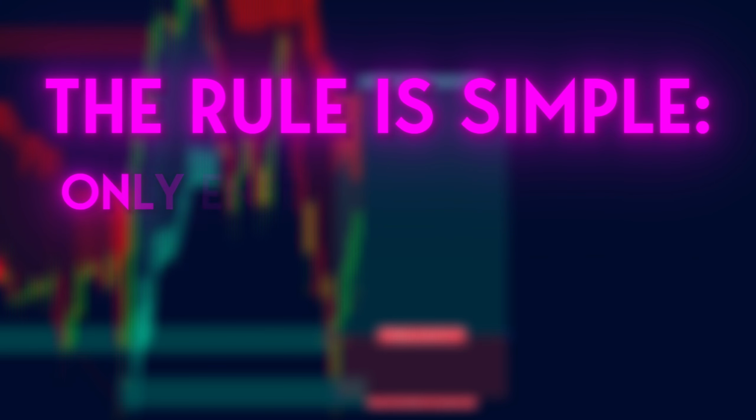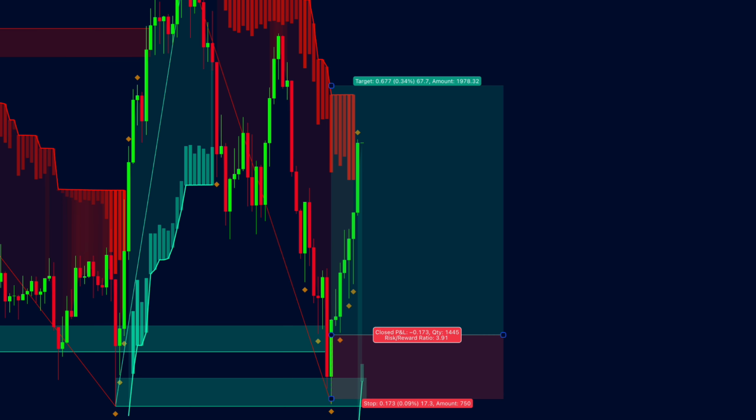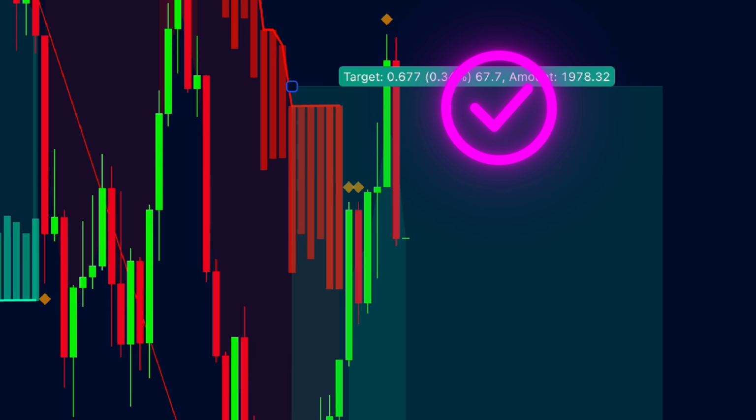The rule is simple. Only enter when at least 4 out of 5 time frames agree on direction. Anything less, and you're fighting conflicting institutional flows.